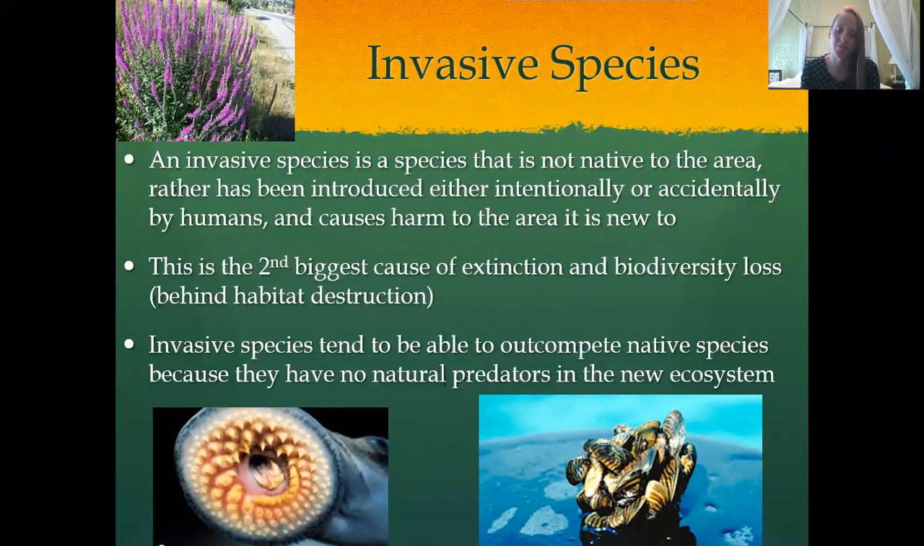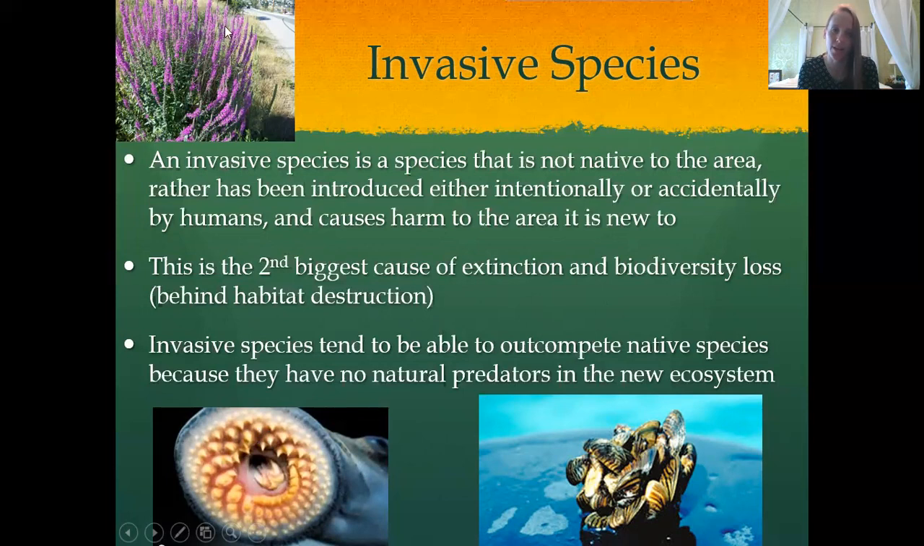And like I said, invasive species do tend to outcompete the native species. They don't have any natural predators once they're introduced to a new area, so they don't really have anything keeping their population in check. Because of that, they tend to be able to outcompete native species for resources, which means that the native species starve to death, or if it's a plant, can't access the nutrients or the sunlight or something like that. These are three different examples of invasive species that we have here in Canada.